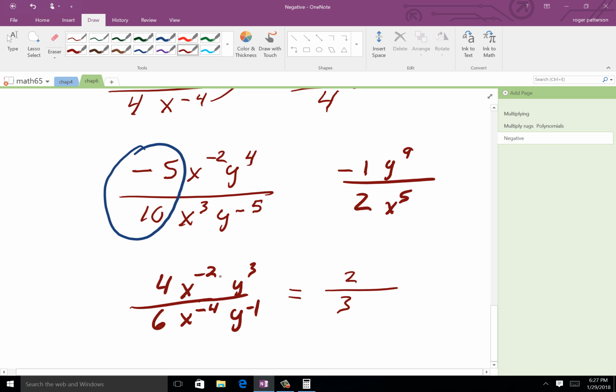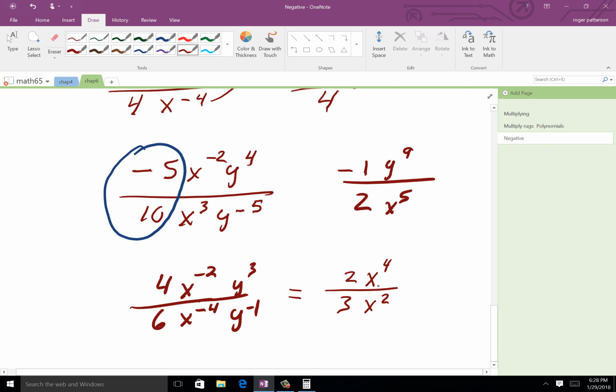Where would x to the -2nd have to go? It's got to go to the bottom. Okay. Oops, except it's not negative anymore. And then where's that x to the -4 going to go? So it's going to go to the top. Okay, so then we could do that.